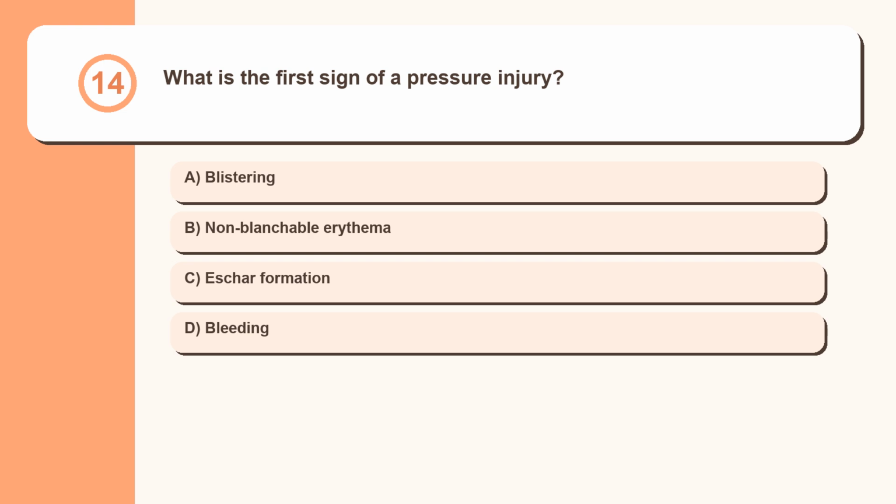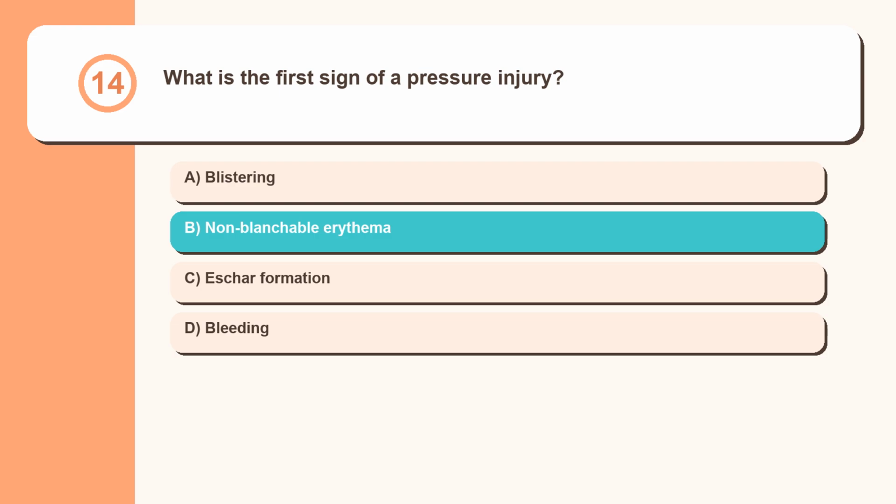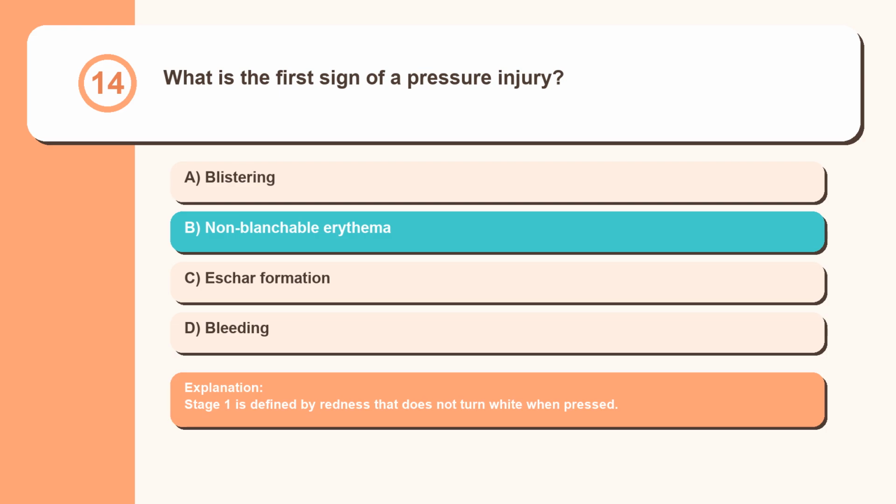Question 14. What is the first sign of a pressure injury? Blistering, non-blanchable erythema, eschar formation, bleeding. Stage 1 is defined by redness that does not turn white when pressed.